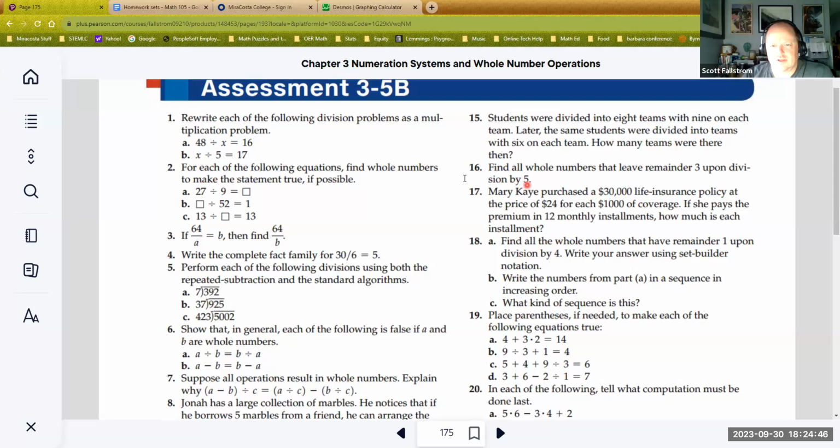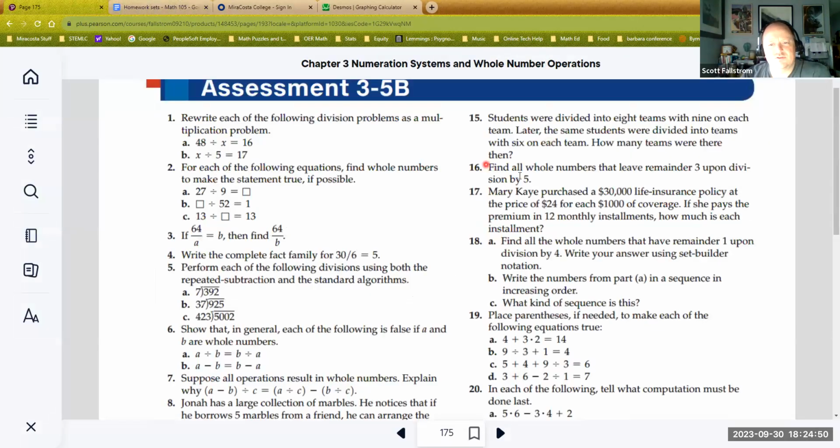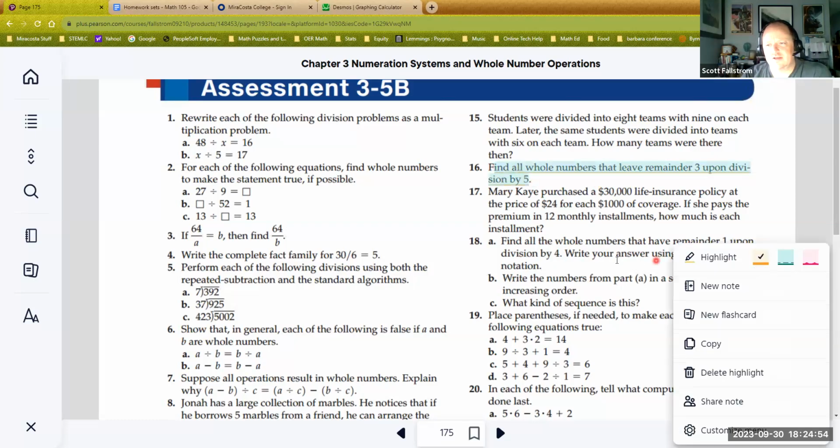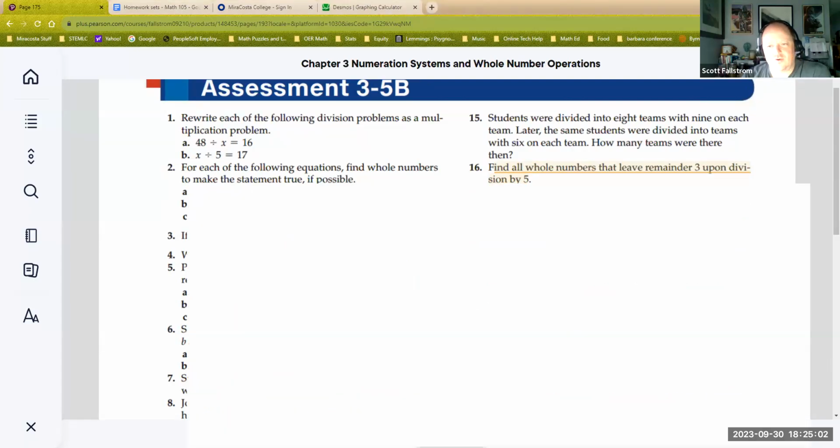And yeah, oh, 16. Maybe I should look at 16? This is one where students do kind of have a little bit of trouble. So I'm going to highlight 16. And so 16 says, find all the whole numbers that leave a remainder of 3 when you divide by 5. So when you're doing a problem like this, just pause for a second and say, hold on a second here. Let me take a number, any number, and I'm going to divide by 5 and see what I get.